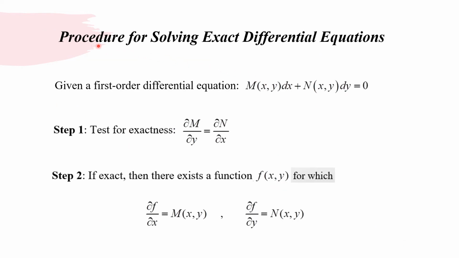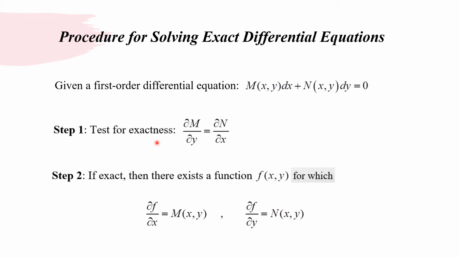Let us now learn the procedure for solving exact differential equations. Given a first-order differential equation expressed in the form M(x,y) dx + N(x,y) dy = 0, to solve this equation, the first step is to ensure that the equation is exact. So we need to perform the test for exactness: find ∂M/∂y and ∂N/∂x. If they are both equal, ∂M/∂y = ∂N/∂x, then we say that the given differential equation is an exact equation.